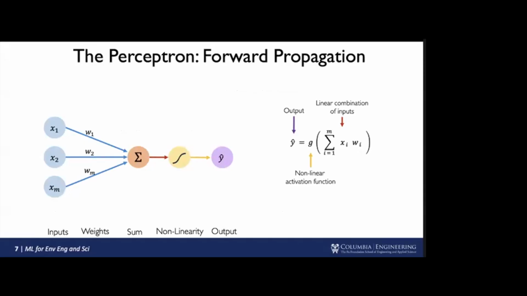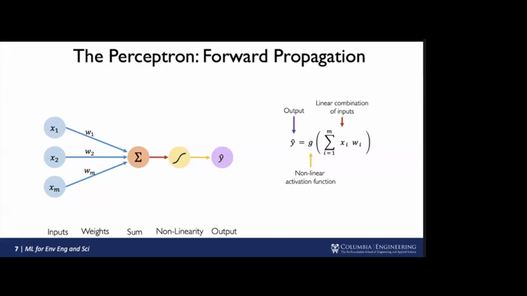This is a simple neural network model called a perceptron. On the left, we have the inputs labeled x1, x2, and xm. Each input has an associated weight, w1, w2, and wm. This weight tells us how important that input is.